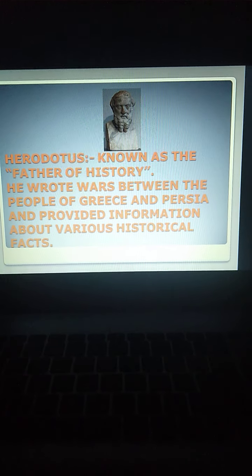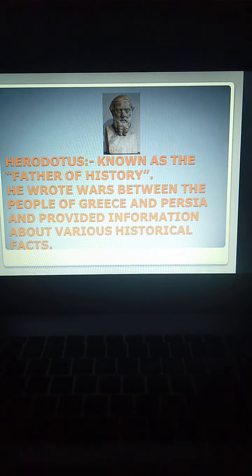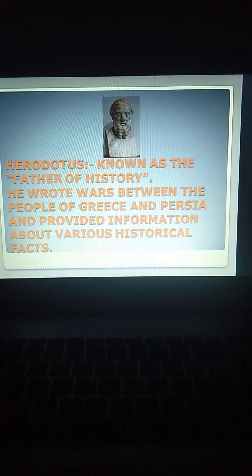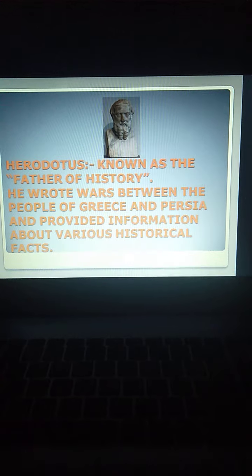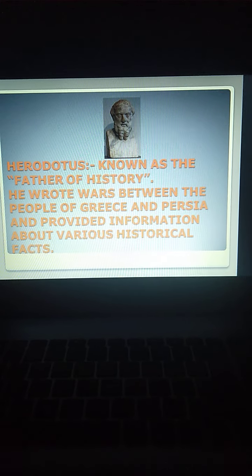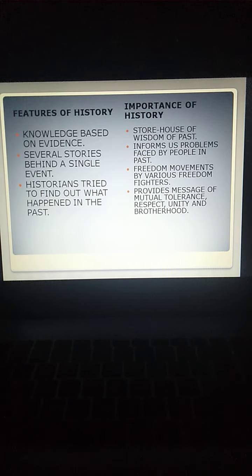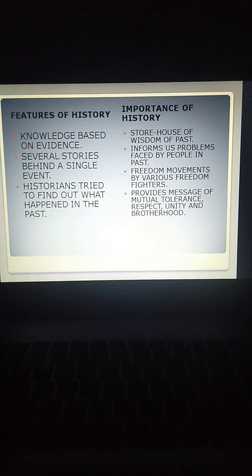Herodotus came to be known as the father of history. He wrote about the wars between the people of Greece and Persia and provided information about various historical facts. That's why he is known as the father of history. Students, there are various features and importance of history. Let us discuss them one by one.